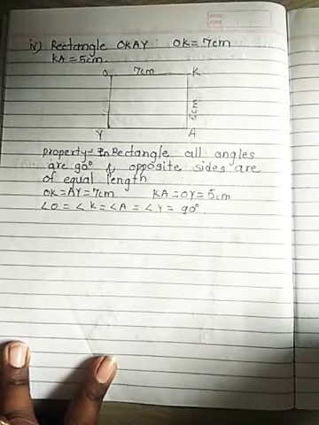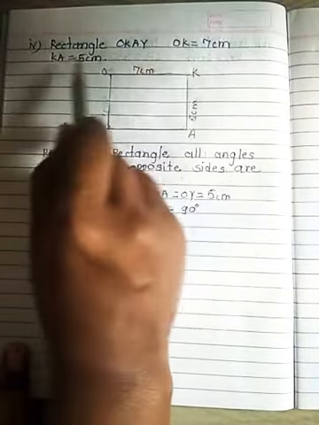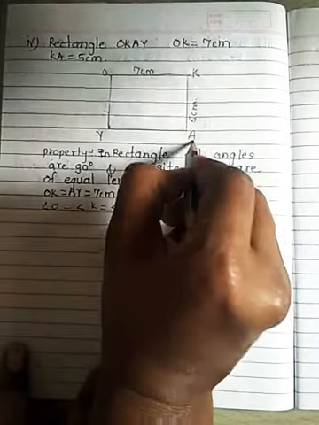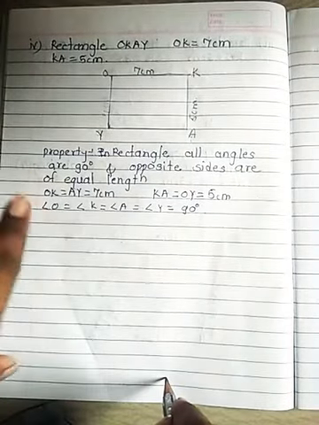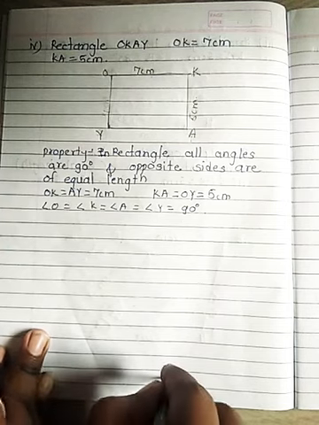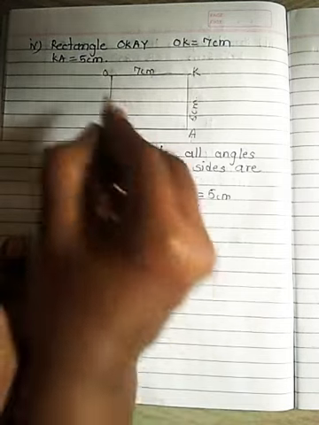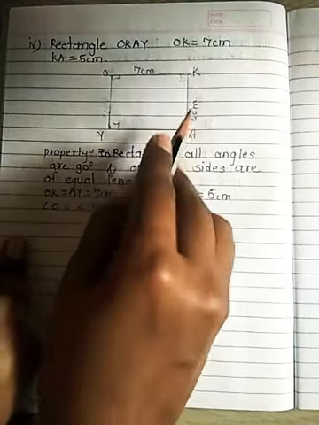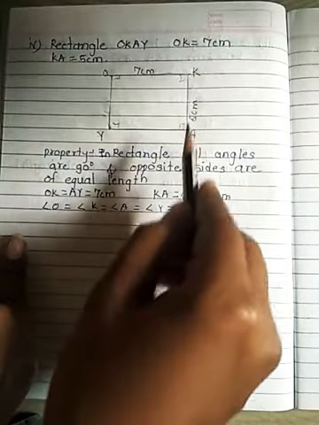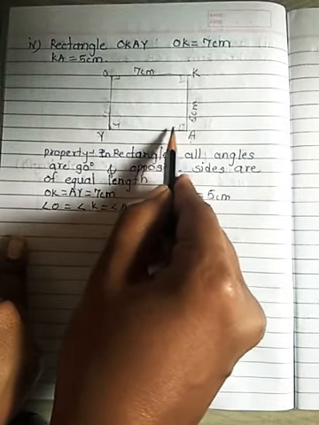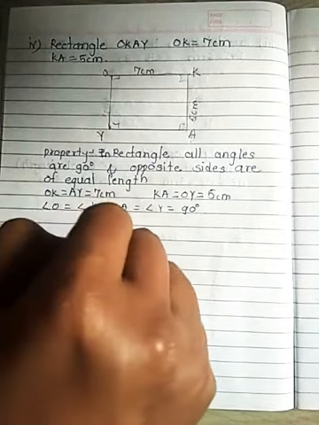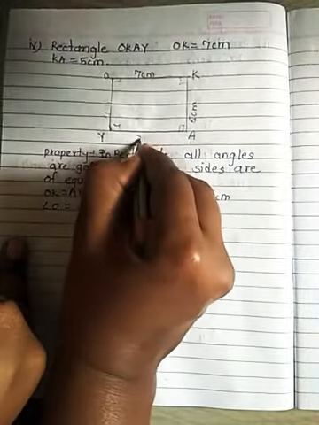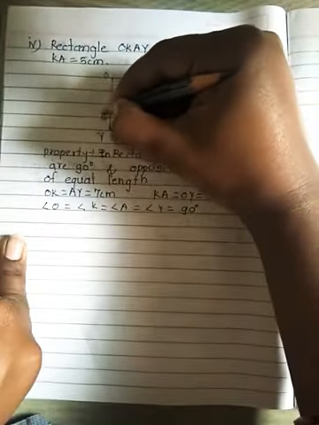The question is rectangle OKAY. OK is 7 centimeter and KA is 5 centimeter. Now rectangle. In the rectangle, the property of rectangle is all angles will be 90 degrees only. Or if one angle is 90 degrees, you can construct with the previous method. Here 85 is given, like that you need to construct with 90 degrees also. And another property of rectangle is opposite sides are equal. So this one will be 7 centimeter and this one will be 5 centimeter.